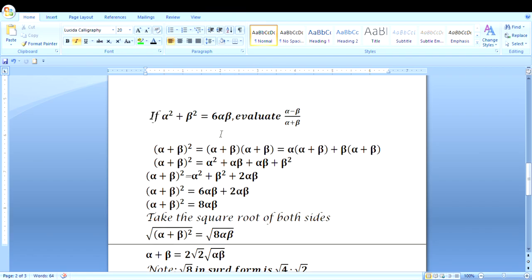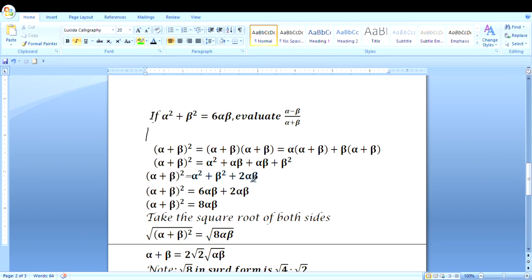First of all, we must find an expression for alpha plus beta. We must find an expression for alpha beta and alpha minus beta here. So this can be done by saying alpha plus beta square, and this becomes alpha plus beta into alpha plus beta. So here, this is expanded. We expand this, eventually we obtain alpha square plus alpha beta plus beta square.